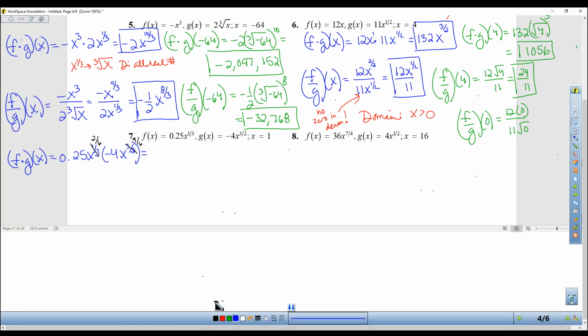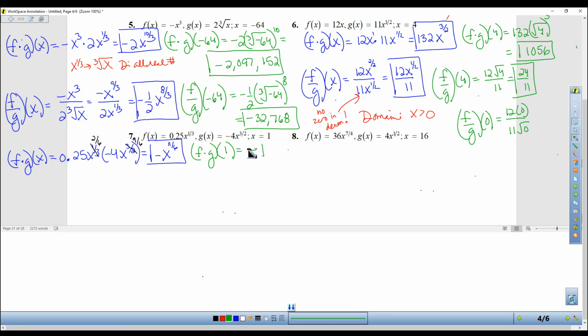And then you could get out your calculator, but hopefully you recognize 0.25, a quarter of a dollar, as being 1/4. So this is 1/4 times 4. They're going to cancel each other out. So you just get negative x to the 11/6. And that's my answer. Then I want to do f times g of 1. And luckily, 1 to any power is just 1. So you're all set there.